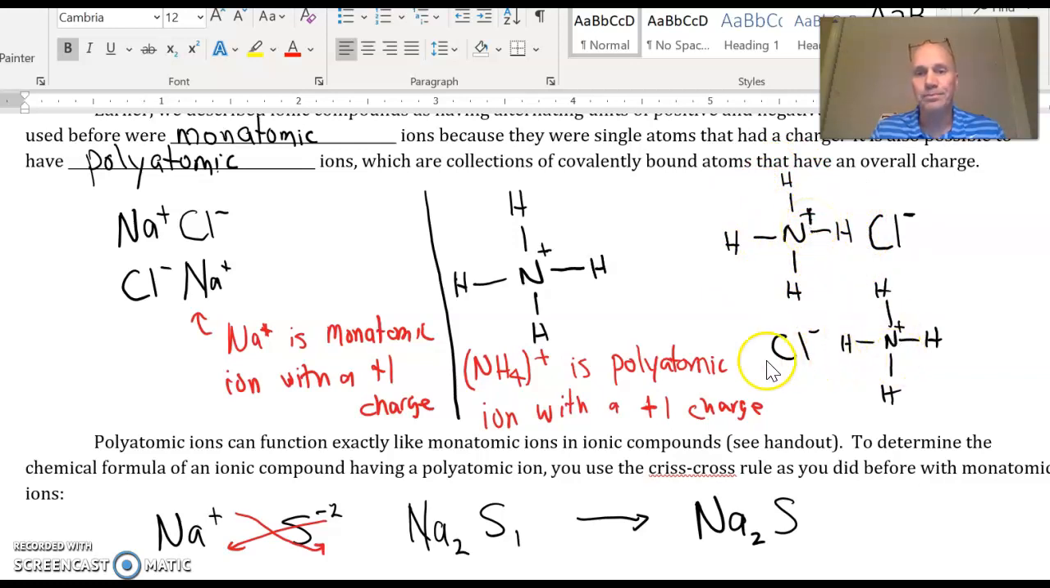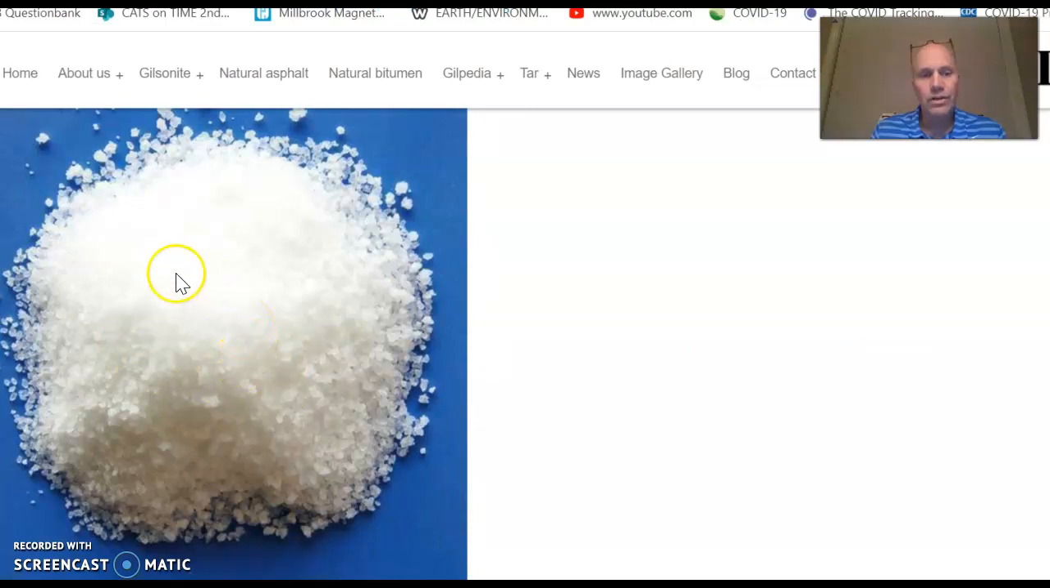And these compounds do exist. The compound with this arrangement would be ammonium chloride. This image shows some ammonium chloride. It has the properties of any of the ionic compounds that we've talked about so far. It would have a relatively high melting point, and it would also have very high aqueous solubility.